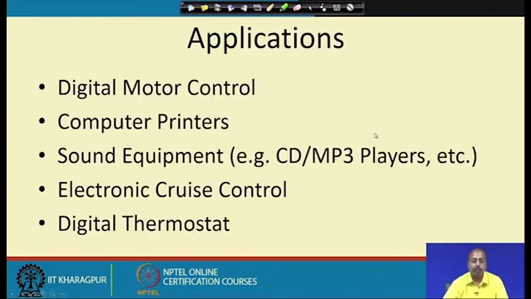Where are you going to apply these DACs? One possible application of a DAC is digital motor control. A motor requires some analog voltage. As you increase the voltage, its speed of operation increases. As you reverse the polarity of the voltage, the motor rotates in the reverse direction. So, if you are going to control the motor from a digital signal, you need a DAC, so that the digital value is converted to analog and then applied to the motor.